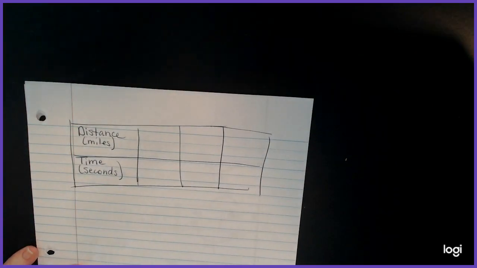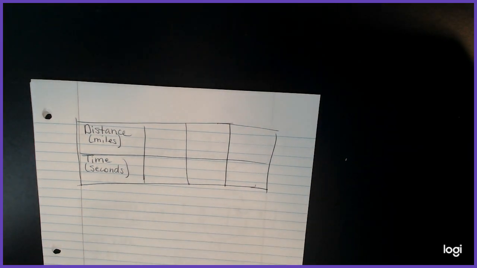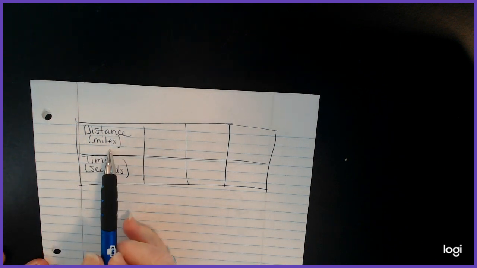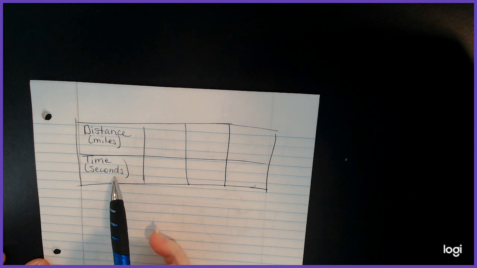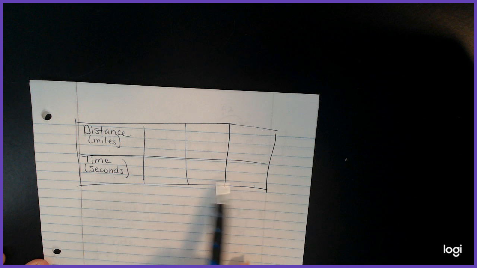All right, so let's go ahead and move on a little bit. I'd like for you to make this next ratio table, and then we're going to solve some problems together here. Okay, so you notice I have distance. We're going to do it in miles. Time is going to be in seconds. I have 3 boxes on the top of our ratio table and obviously 3 on the bottom.